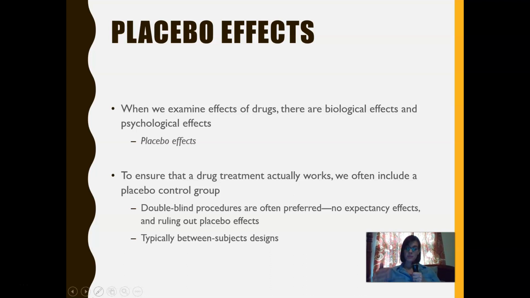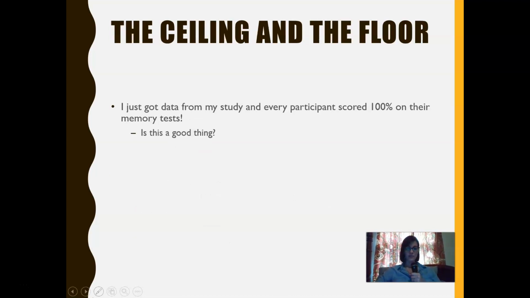So double-blind procedures basically get rid of expectancy effects, and it also helps us rule out whether or not we're seeing a placebo effect. And generally, this is something that will have to be done as a between subjects design.